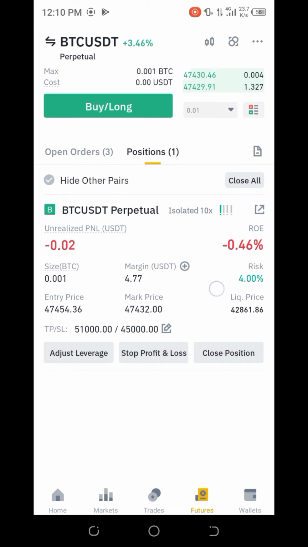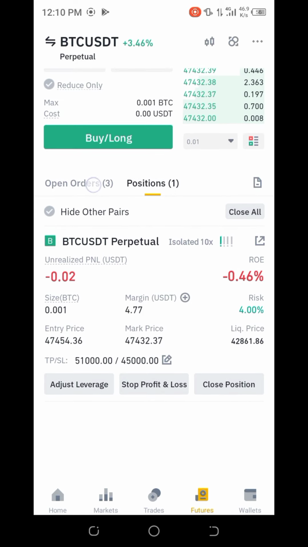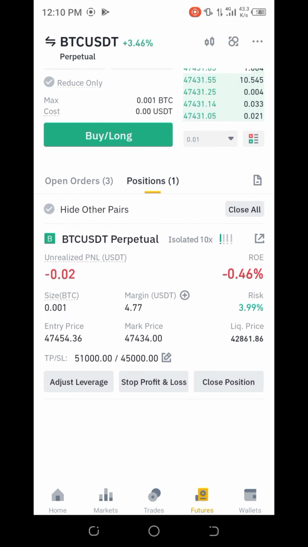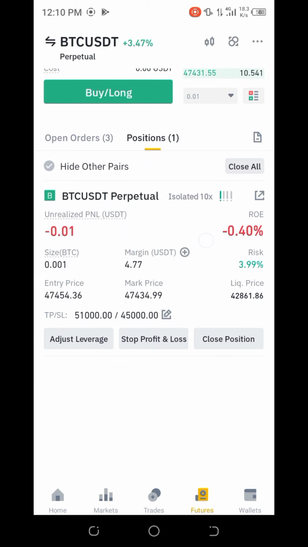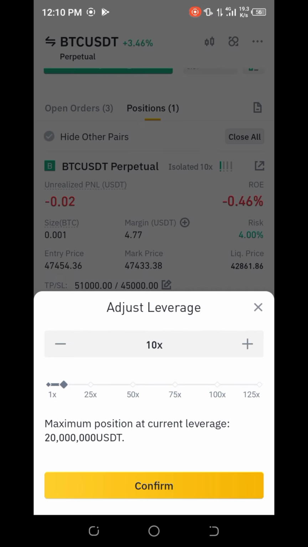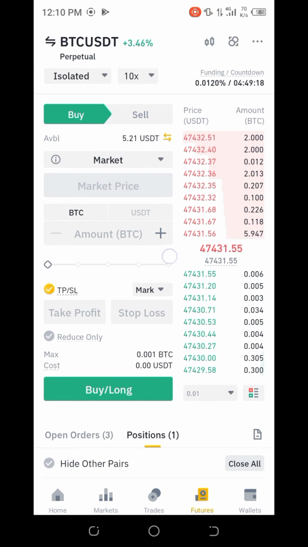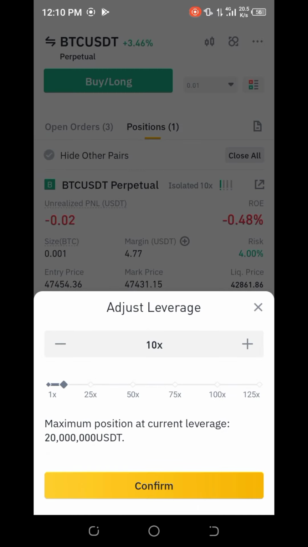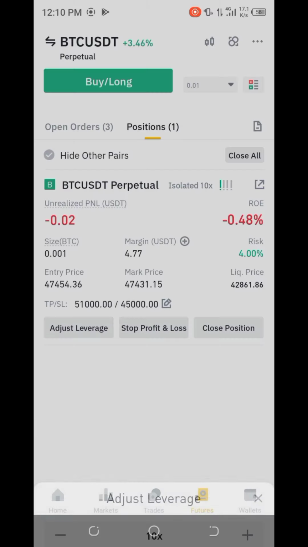So from here you can see that I have 3 open orders. These are the take profit and the stop loss that I performed on this trade. So when BTC gets to that level, then the market is going to get filled. And from here, you can adjust your leverage. When you click here, you can adjust the leverage. The leverage we used here is 10x, so you can actually increase it. Don't forget that the higher the leverage, the higher the gain, and the higher the risk too.